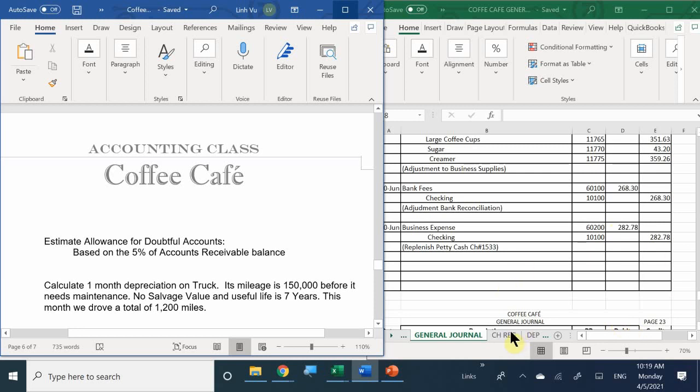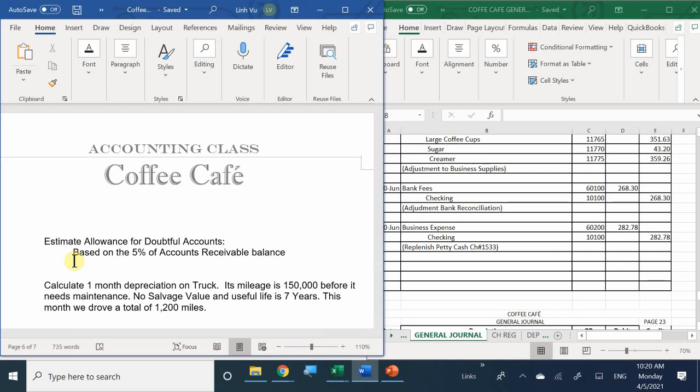Okay, so let's see what has happened next. We have an estimated allowance for doubtful accounts. It's going to be based off of 5% of accounts receivable balance. If you remember from way back when we were dealing with chapter 10, we talked about this. It is standard for most companies to assume 5% of their accounts receivable will be considered uncollectible. That's just the 5% standard.